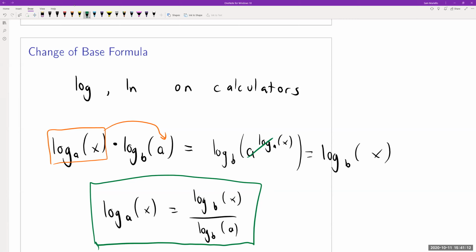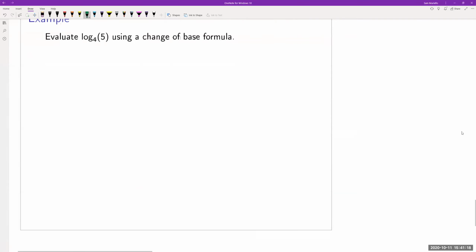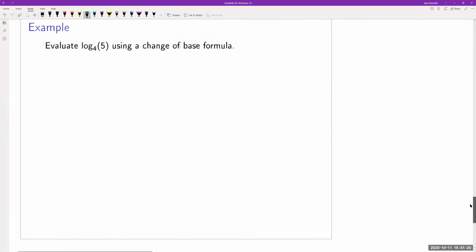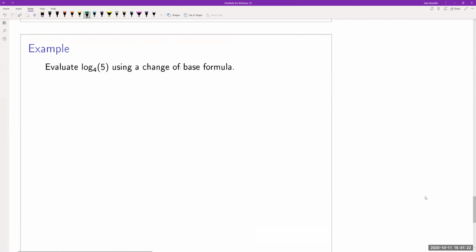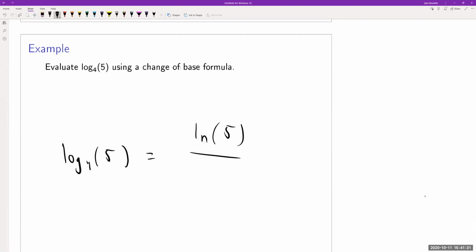Most notably, we will want to do this when we need to use a calculator to evaluate a log. For example, if I wanted to find log base 4 of 5, the way we are going to do this is we are going to say that log base 4 of 5 is equal to ln of 5 divided by ln of 4. We could have just as easily used log base 10. It does not matter which one we pick. We just need to do one of the options that is in our standard calculator.